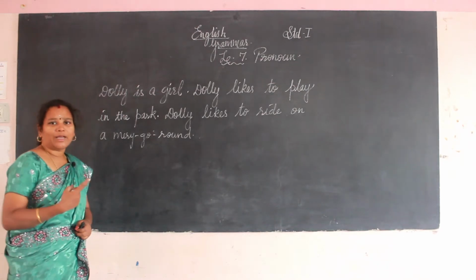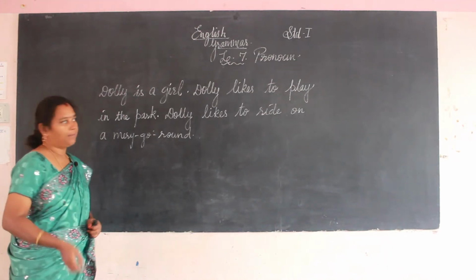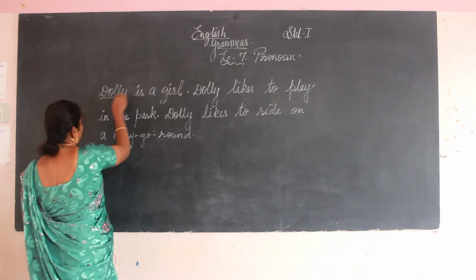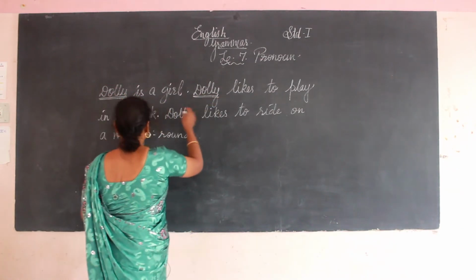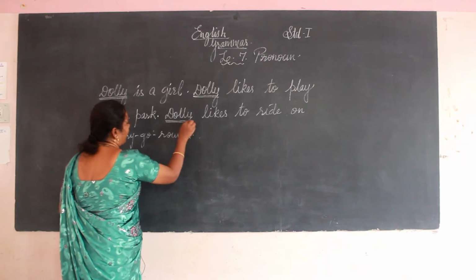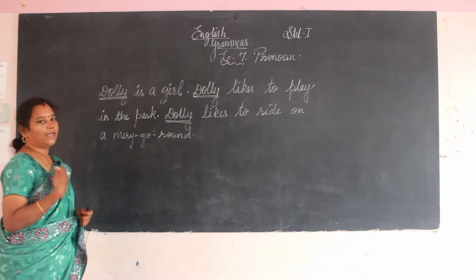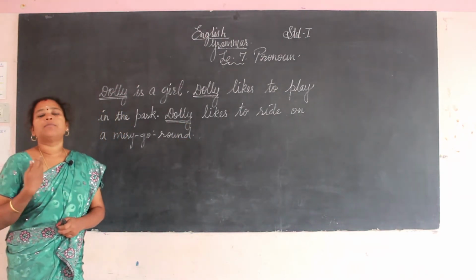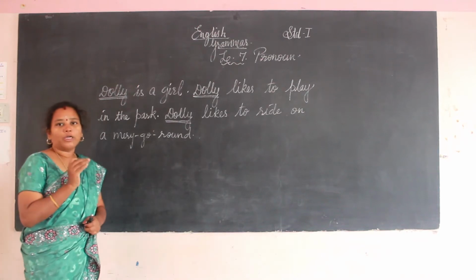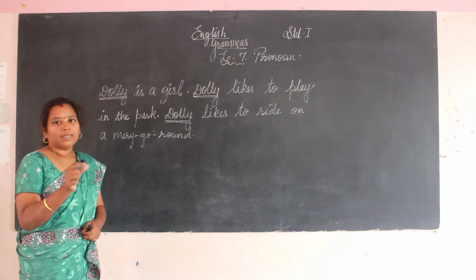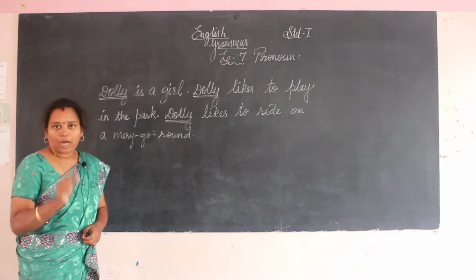Again and again we are repeating the same name. Dolly is a girl. Dolly likes to play. Dolly likes to ride. Again and again we are saying the same name. Instead of the name, we are going to add one word that is called a pronoun.